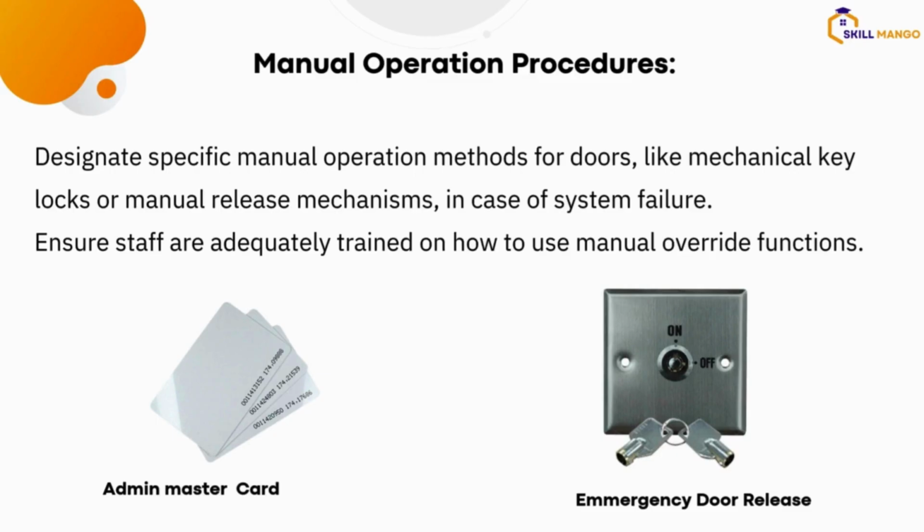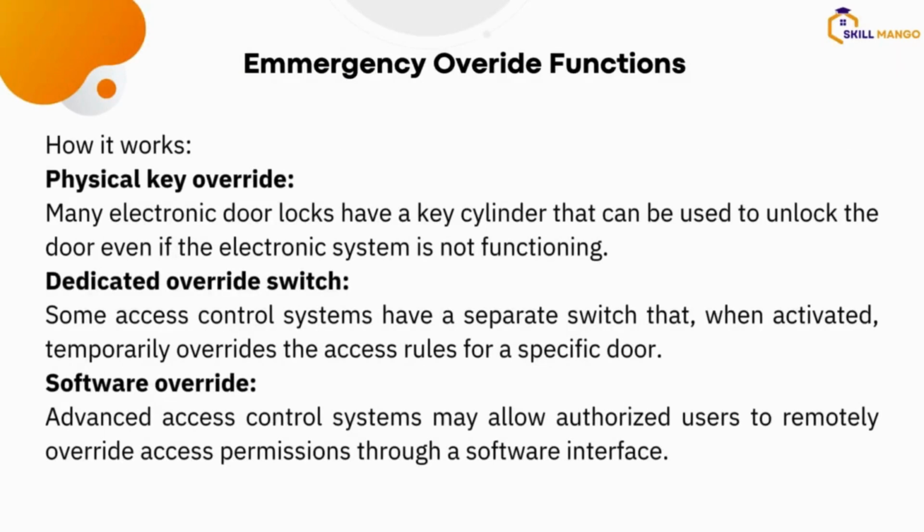another thing is to get an emergency door release. Emergency door release is usually like an on and off switch. It has a key, so nobody can go and turn it off until you have the key. So the key can be with the admin person. In case of a power failure, you can use it to disengage the entire door. All right, this is very important.